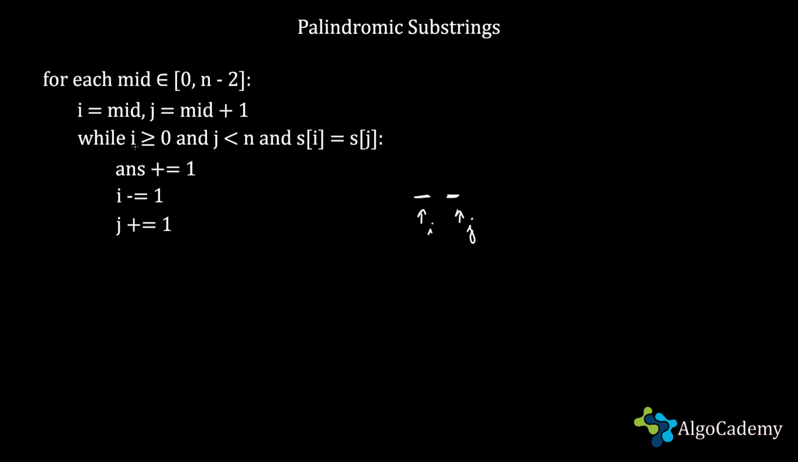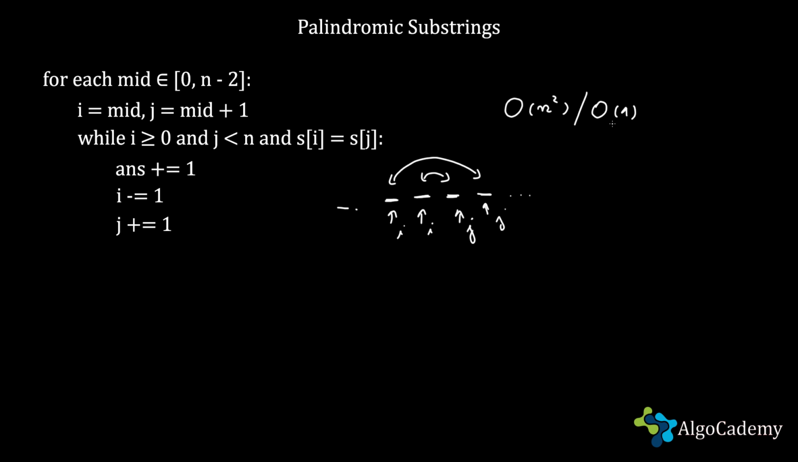And then all we do is that as long as i is greater than or equal to 0 and j is less than n, and these 2 are equal, what do we do? Move 1 to the left and 1 to the right. This is i, this is j. If they are also equal, move 1 to the left, 1 to the right, and so on and so forth. Obviously, this is also big O of n squared time complexity and big O of 1 extra memory used.